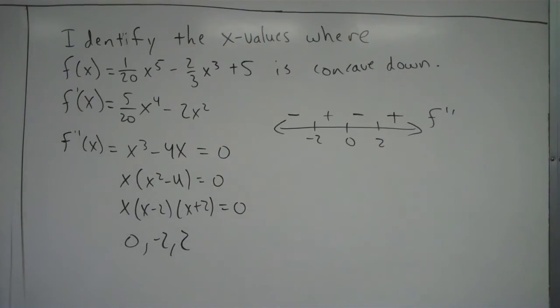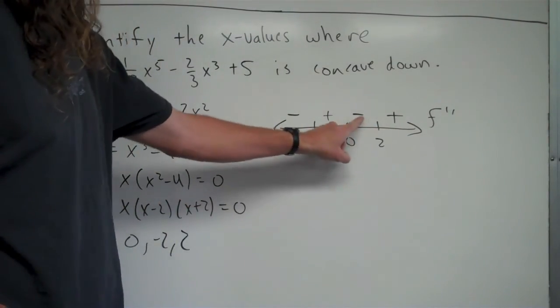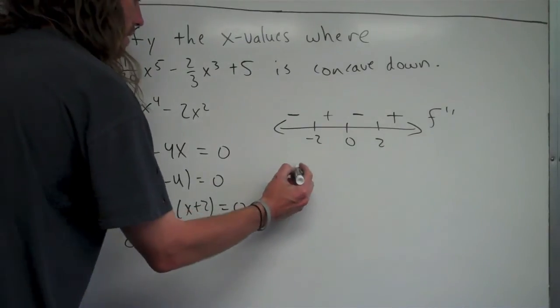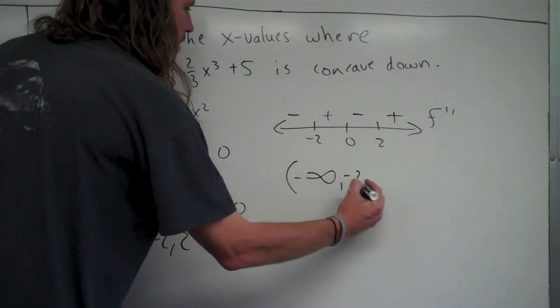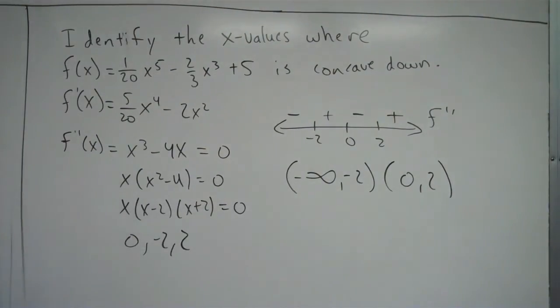Now again, I was trying to find where this function is concave down. Well, the second derivative is negative from negative infinity till negative 2, and from 0 to 2. So the intervals would look like this, negative infinity to negative 2, and from 0 to 2. That is where this function is concave down.